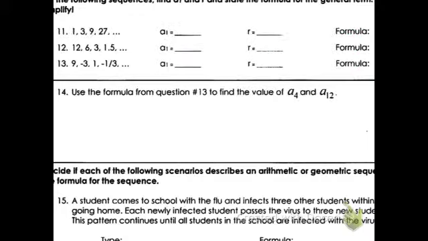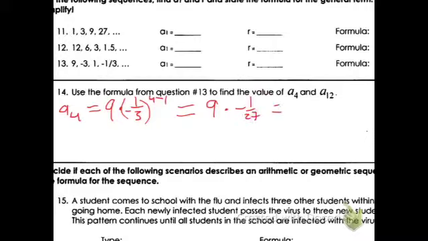And we're going to jump over to number 14, where we use our formula to get a sub 4 and a sub 12. So a sub 4 is going to be equal to 9 times -1/3 to the 4 minus 1 power. Now let me rewrite that. 4 minus 1 power. 4 minus 1 is 3. -1/3 to the third power is going to be -1/27. And then you times that by 9. You're going to get -9/27, which is the same thing as -1/3.